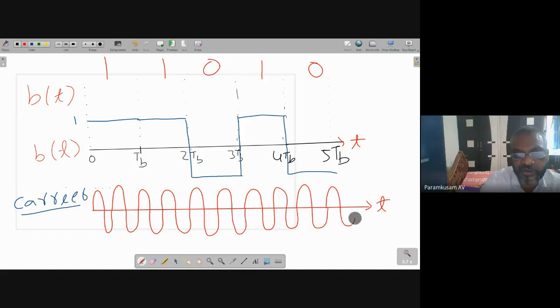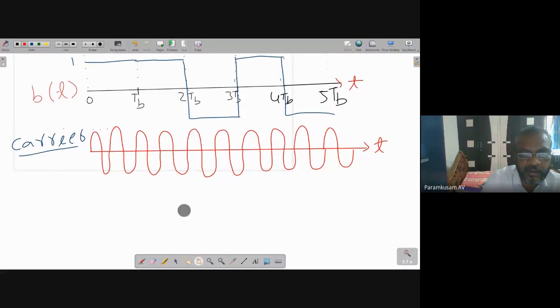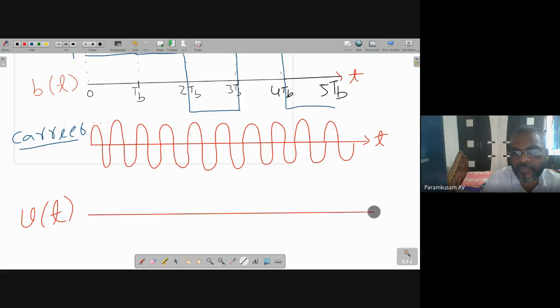Simultaneously, you please note down. This is the carrier signal. Now I draw the binary phase shift key signal V of t. What is V of t? This is equal to B of t into root 2 PS cos omega naught t. So that means the phase angle of the carrier is varied according to the binary signal.